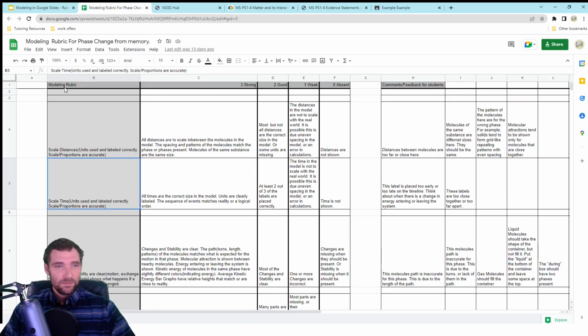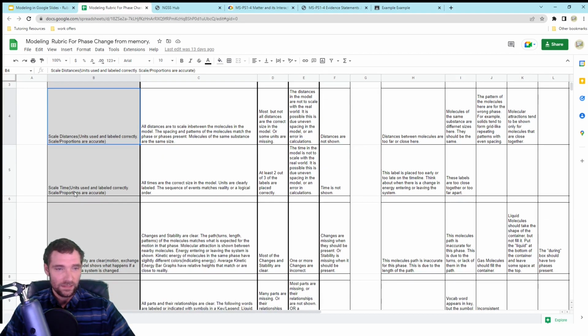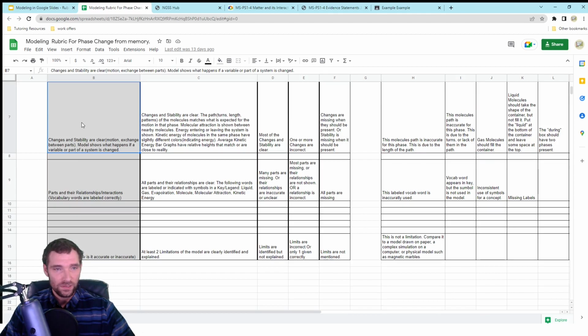If you look here, this is basically the rubric, and I've got strong, good, weak categories, and then the scores for these different criteria, like getting the distances done correctly and the time done correctly, getting any changes, making sure those are clear, making sure things are labeled correctly and the relationships are also correct, and then limitations of the model. Now, if you think about that in general, all modeling should be able to be scored in those relative categories. And then you can tweak exactly what goes in here depending on the prompt.